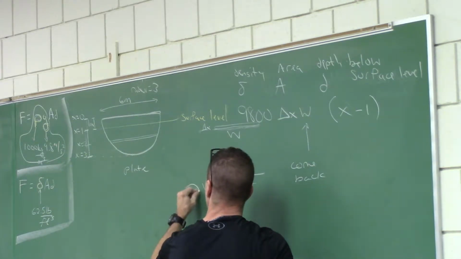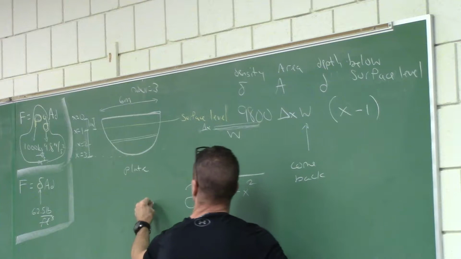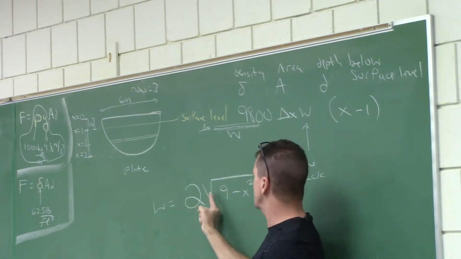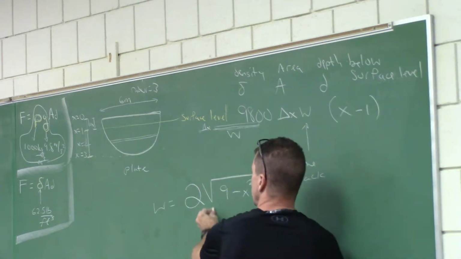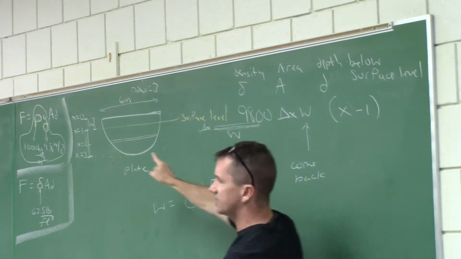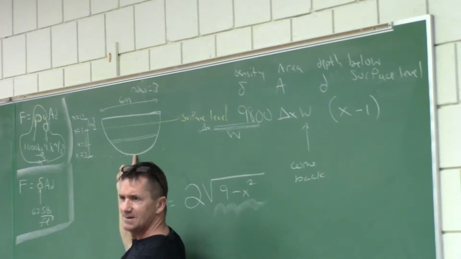In terms of that width, 2 times this is going to be our W. We'll put it right in here. We're going to call the width 2 times the square root of 9 minus x squared. Now I want us to check this, because this is what we used when we dealt with this at work. Can we check it? Plug in a 3. What would be the width of the strip right there?